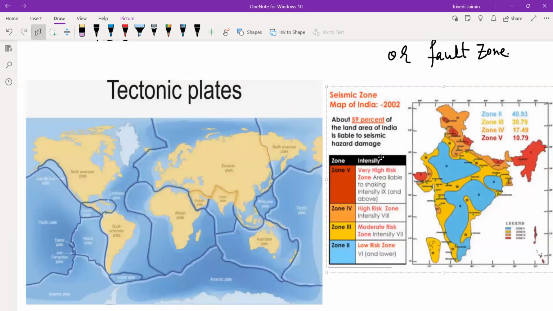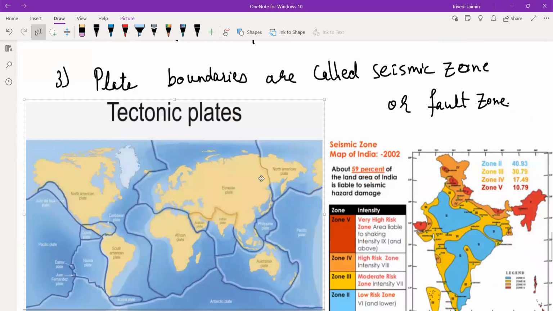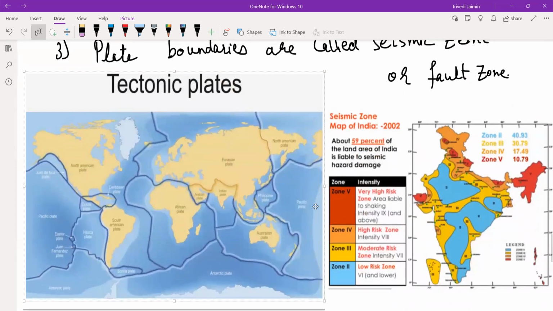Sir, which one is more dangerous, the small one or the big one? Both are dangerous. Movement of any plate, we can say, is dangerous. It cannot be that one is dangerous and the other is not. Also, if you compare this with the map on the right, it shows spots, right, sir?